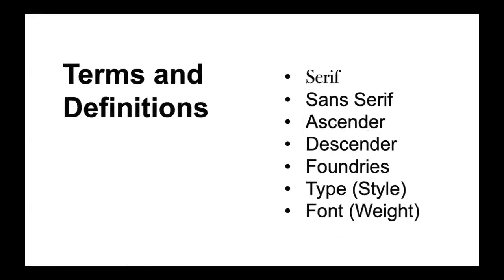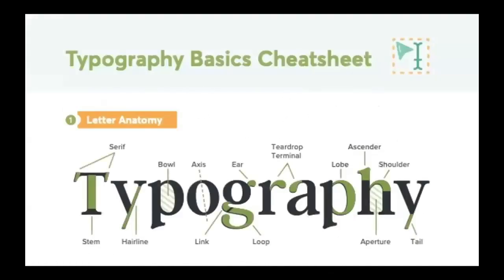Let's talk about some terms and definitions that relate to typography. Here is a list of different parts of the actual character, the actual shape of each individual character. I'm going to go through each one of these separately, but here is the list. You can find these same definitions in your glossary that I provided for you.